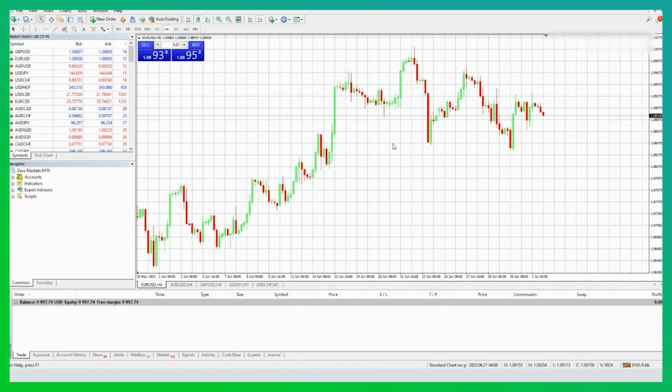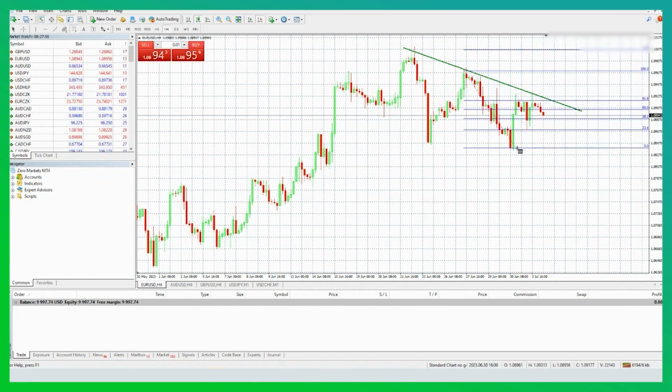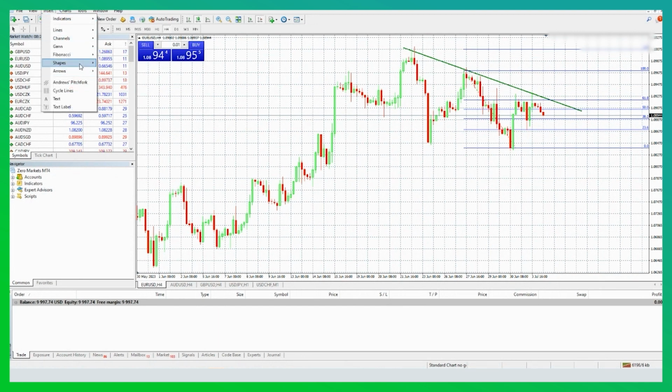Tip 4. Drawing tools. By utilizing the various drawing tools in MT4, you can enhance your technical analysis, identify important levels, and visualize your trading ideas. Trend lines, Fibonacci levels, shapes, and objects can assist you by visually representing price movements and make more informed trades.